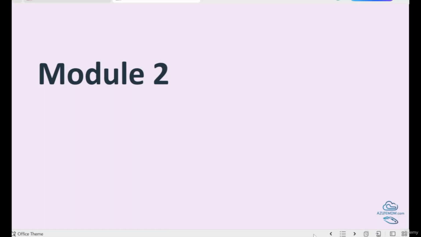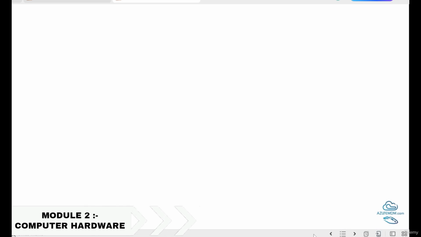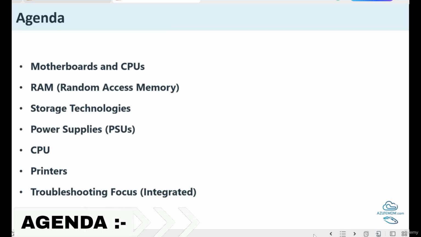Hello everyone. Let's start with module 2, which is computer hardware. Our agenda is motherboard and CPU, RAM, that is random access memory, storage technologies, power supplies, CPU, printers, and troubleshooting focus.